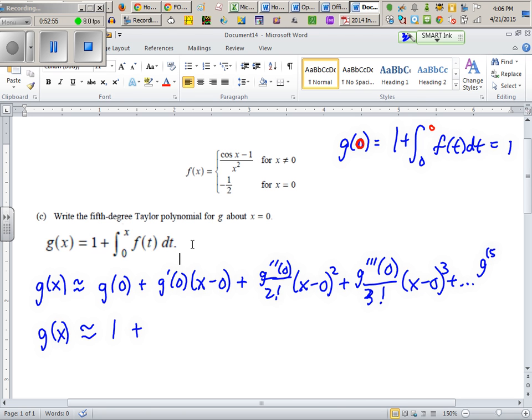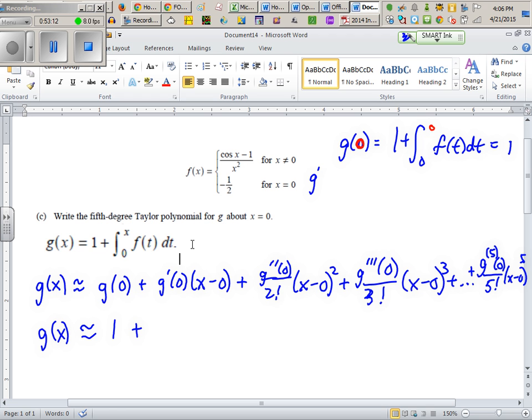We're going to go all the way up to fifth order. We might be able to stop sooner than fifth order, but it's at least fifth order, or at most fifth order. Next is g prime of 0.